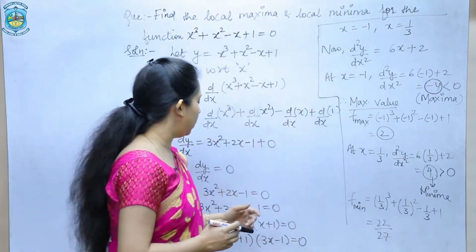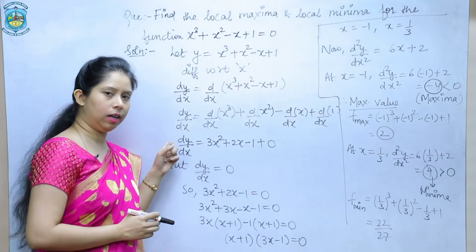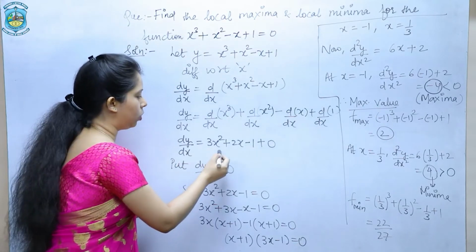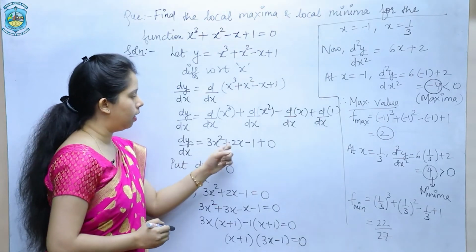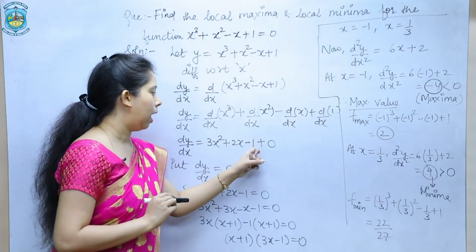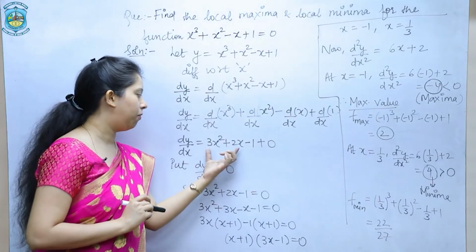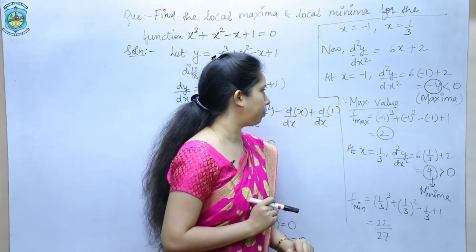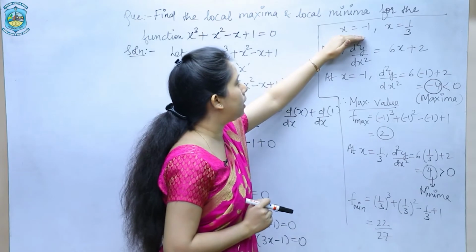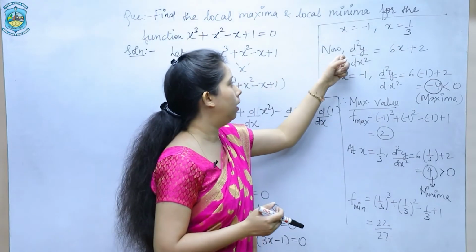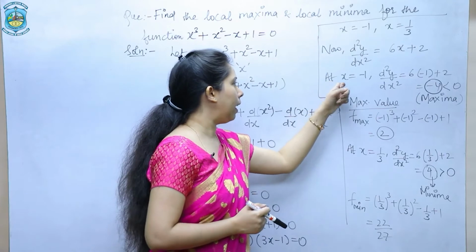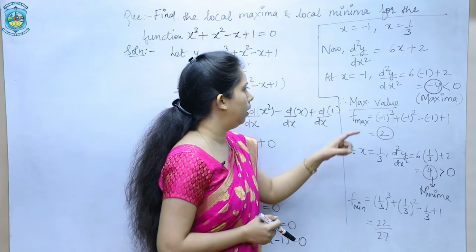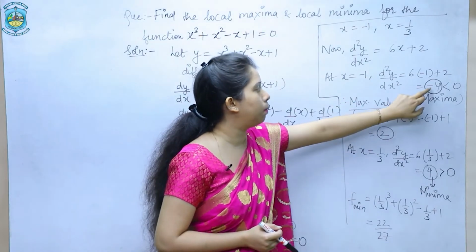So, here again differentiating dy by dx, again differentiating this step with respect to x, we will get d2y by dx square is equal to differentiating 3x square, we will get 6x, differentiating 2x, we will get 2 and differentiation of a constant is 0. So, the final value of d2y by dx square is 6x plus 2. Now, we will put these extreme points one by one in d2y by dx square. So, at x equals to minus 1, this was our first point, the value of d2y by dx square is minus 4.